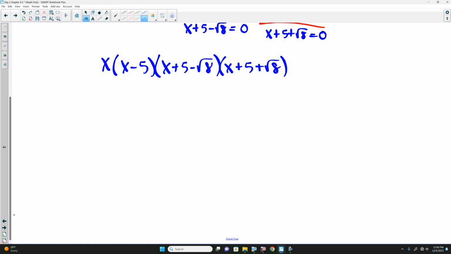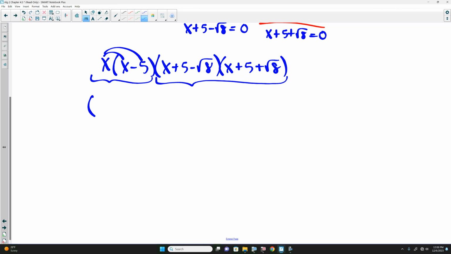Questions on this here before we start multiplying them together? Well, there is nothing that says we have to do just one set of multiplication at a time, because we can do both of these at the same time.